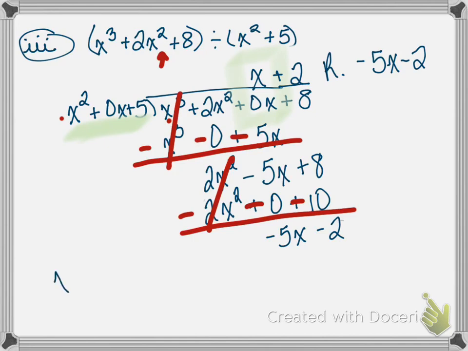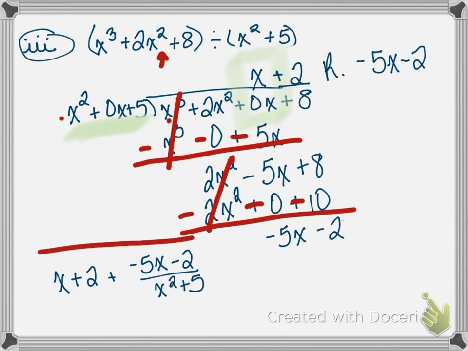So my answer is x plus 2 plus negative 5x minus 2 over x squared plus 5. And this is my final answer right here.